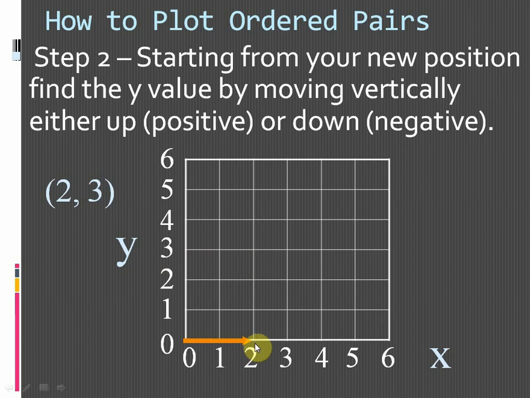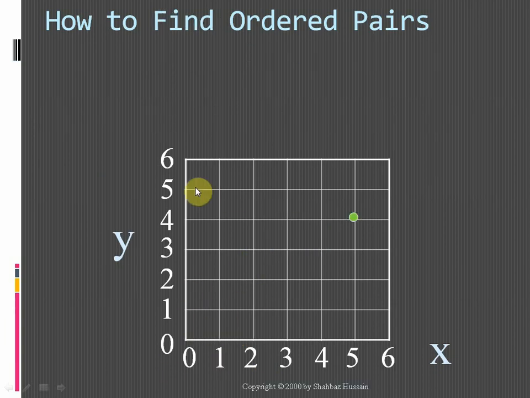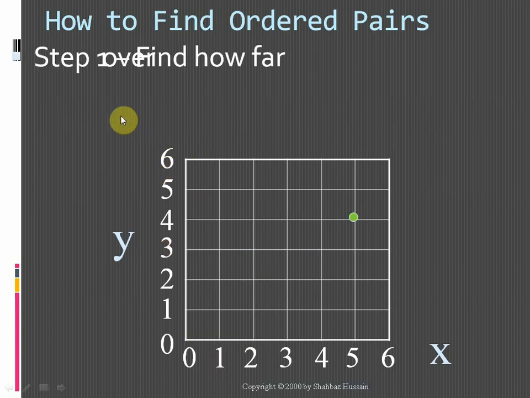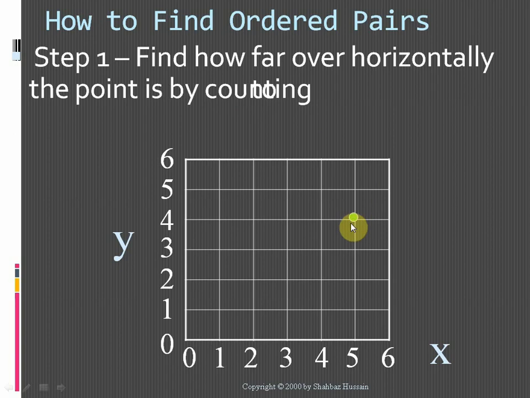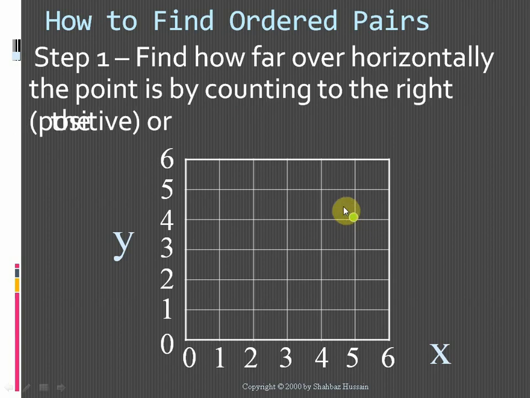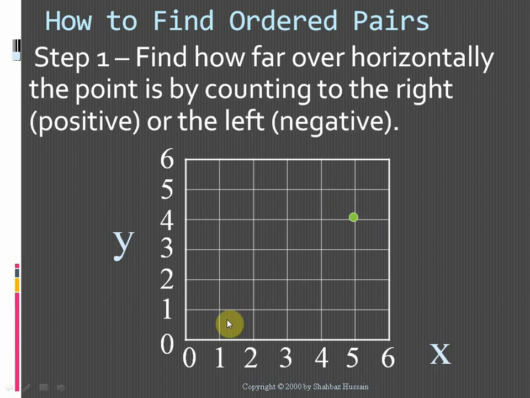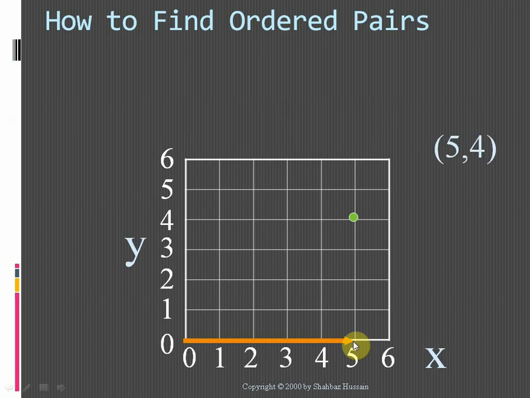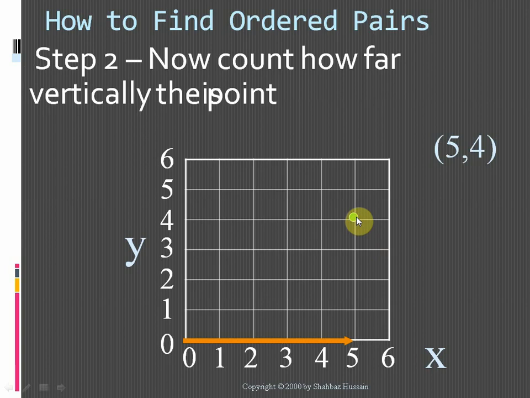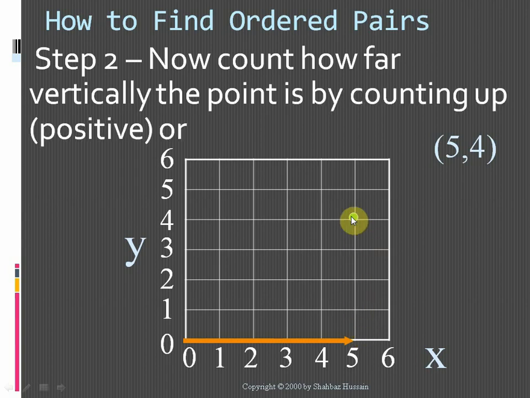When we go for 3, it will be upward if positive, and if it is negative then we have to go downward, on both of the axes. Now how do we find the ordered pair? This is the point, so we have to find this ordered point. From 0 to 5 is the x value, and from this point upward we reach this point. So this is 1, 2, 3, 4. So the point is 5, 4 basically.